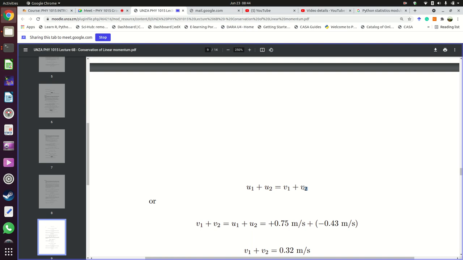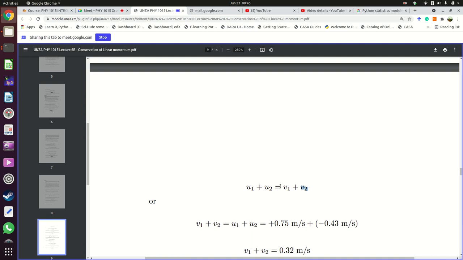Now, we know what U1 is. It is plus 0.75. We know what U2 is. It's minus 0.43. But we do not know what V1 and V2 are. This V1, which is the velocity of the first ball after impact, and the velocity of the second ball after impact, we still do not know these. However, we can find out an expression of how these two are related, V1 and V2.